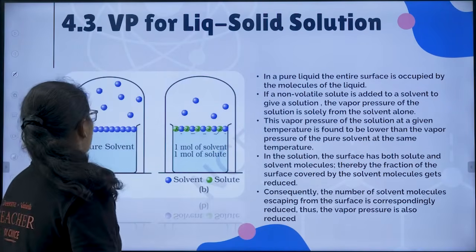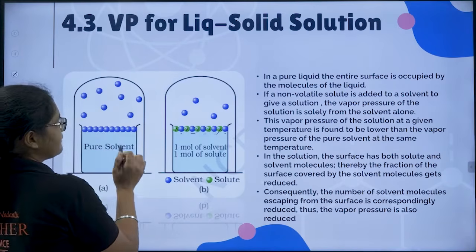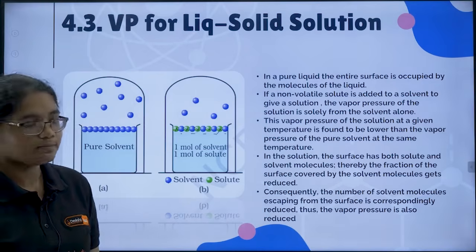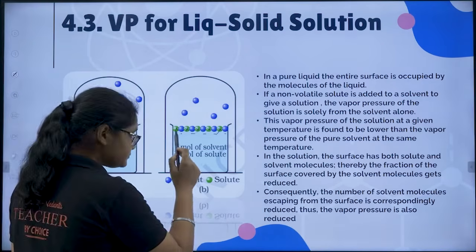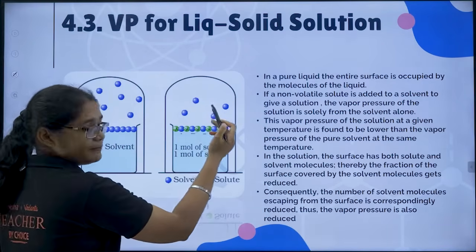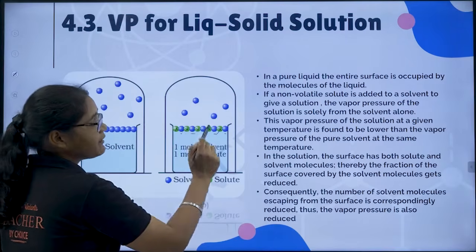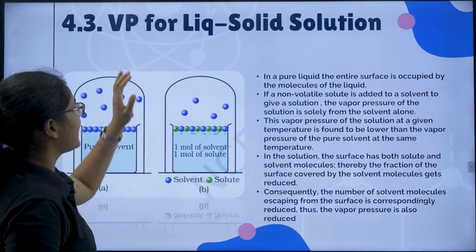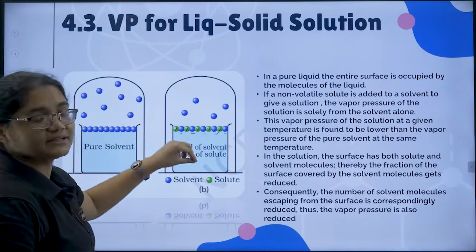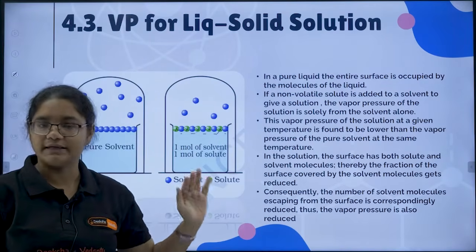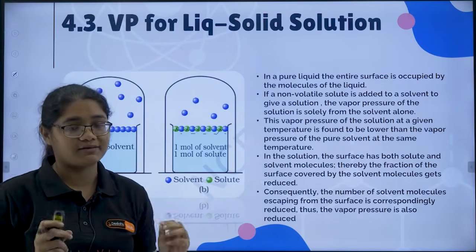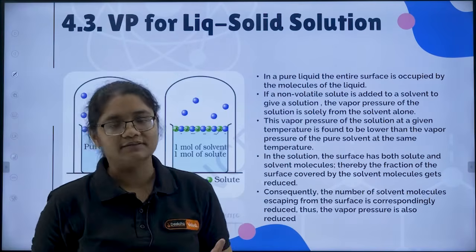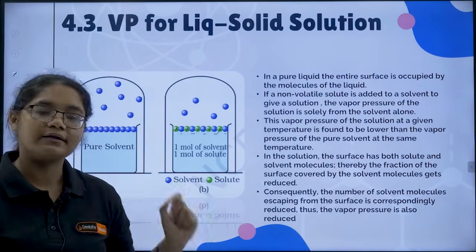You can see here, since more particles can evaporate, more particles will evaporate and the vapor pressure will be more. Here, since we have only few particles that can evaporate, they will cause less vapor pressure. So whenever we add a solid solute to a liquid solution, the vapor pressure will decrease. Remember, this is very important.